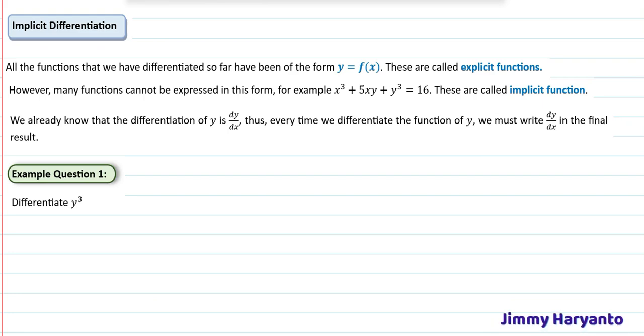For example, let's differentiate y to the power of 3. First, you will differentiate this manually like usual, like you move the powers to the front and then you minus the powers by 1. But in the end, you have to times it with dy over dx. Why do you have to write down dy over dx at the back? Because actually when we differentiate this, we use the chain rule, of the y to the power of something. That means the last one has to be the differentiation of the y itself, which is dy over dx.